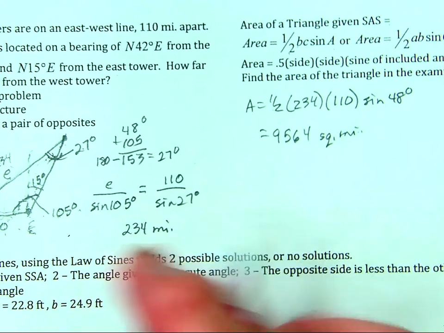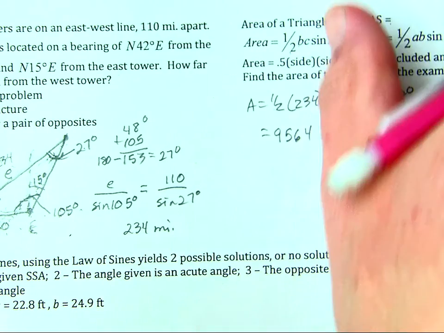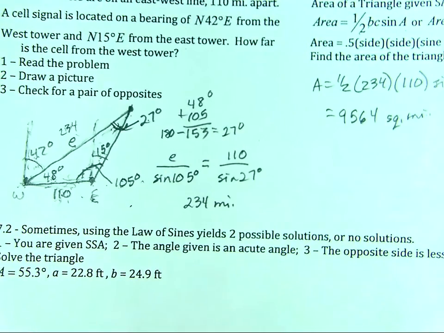So that's a lot easier than trying to, because the tricky part when you don't have a right triangle is figuring out what the height is. Because the height is perpendicular. We don't have perpendicular here.